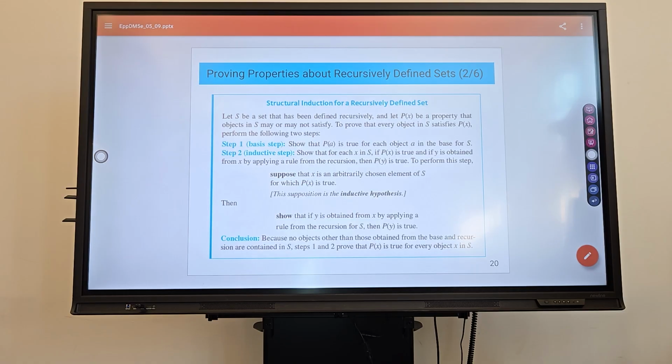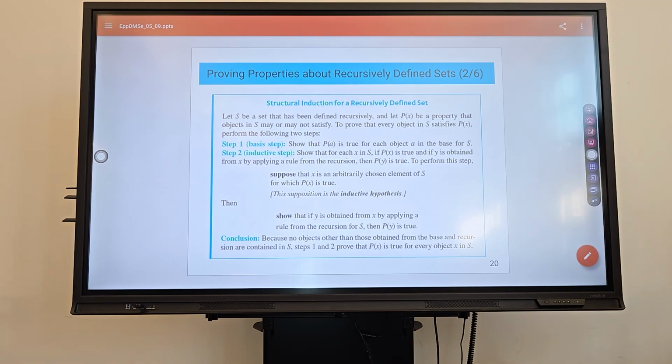The inductive step: show that for each x in S, if P(x) is true, and if y is obtained from x by applying a rule from the recursion, then P(y) is true. To perform this step, suppose that x is an arbitrarily chosen element of S for which P(x) is true. This is the inductive hypothesis. Then show that if y is obtained from x by applying a rule from the recursion for x, then P(y) is true.